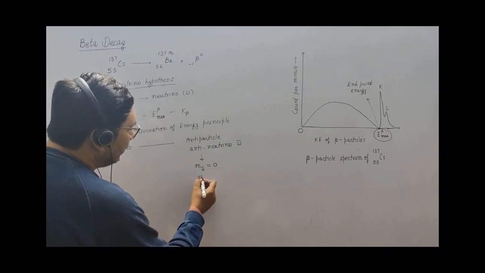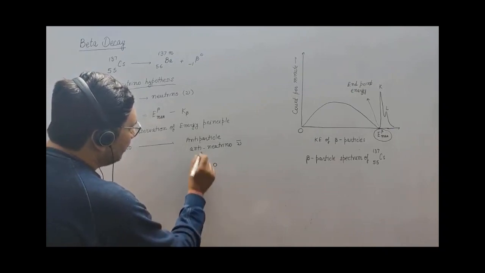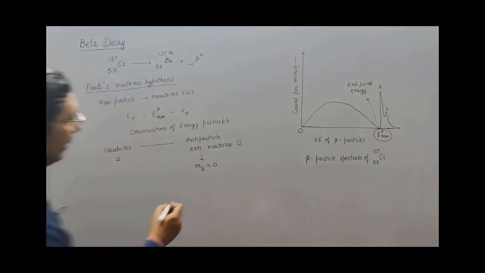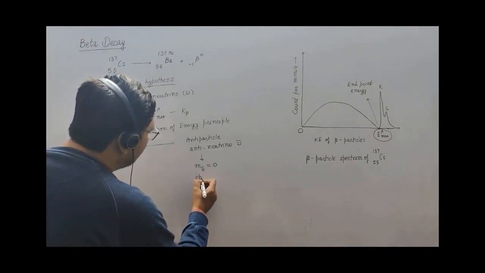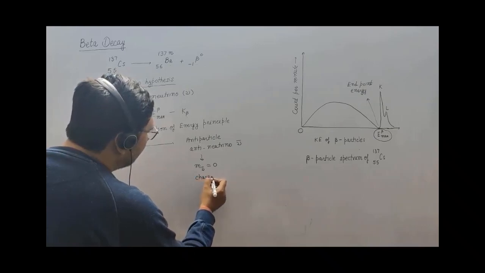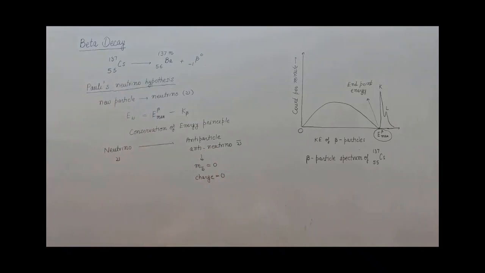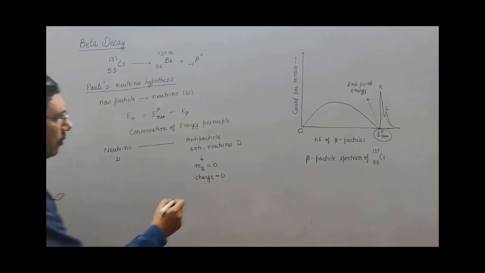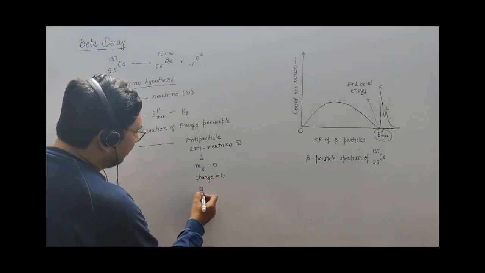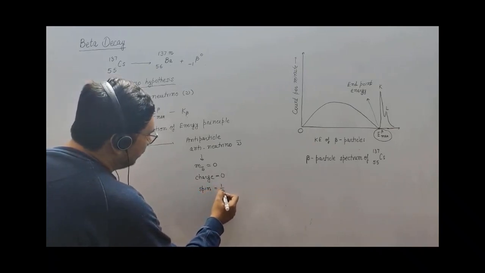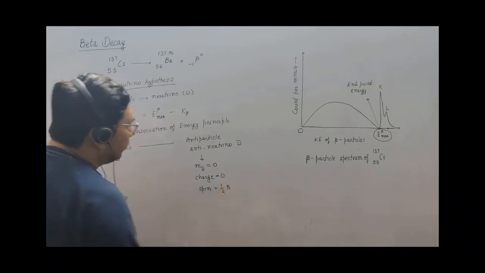Spin of this antineutrino, basically mass is zero. The charge carried by this antineutrino is also zero. And its spin is also half. Its spin is half h cross.